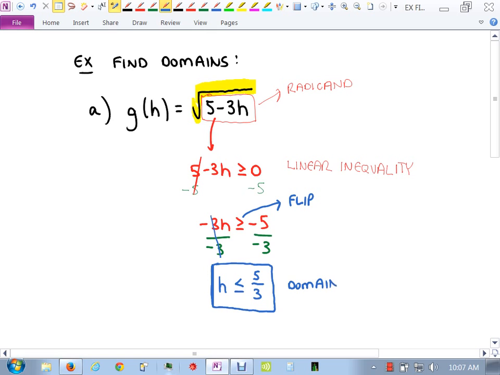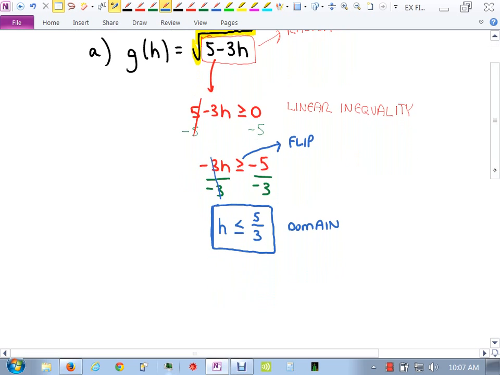What is that saying? What is that answer saying? Now I understand it says h is less than or equal to 5/3, but tell me in layman's terms, if you're trying to explain to someone what that answer represents in terms of our function, what is it saying to us? Go ahead, Sarah.